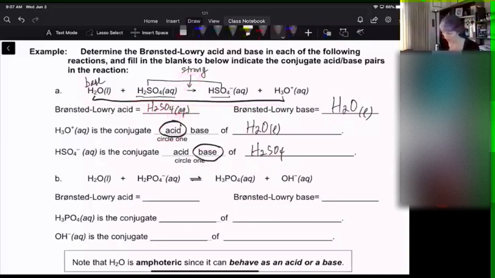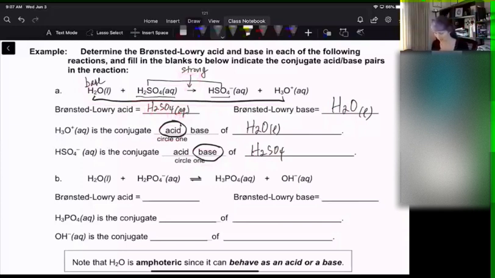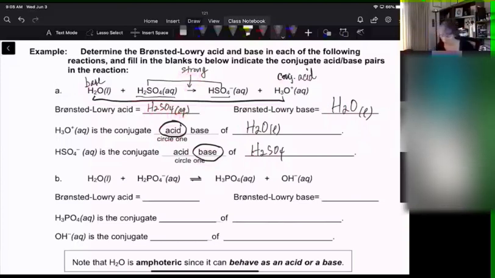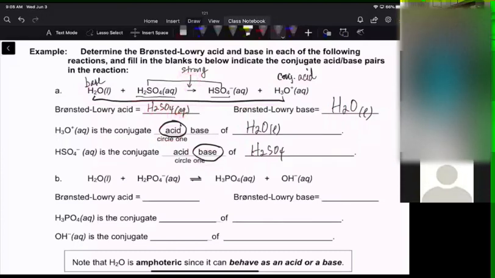Now let's do the same thing for part B. Excuse me, I have a question. Okay. So if water adds hydrogen, it turns into acid. Yes. So in part A, water is the base and hydronium ion is its conjugate acid. It's such a big difference between water and acid only because of 1 hydrogen.